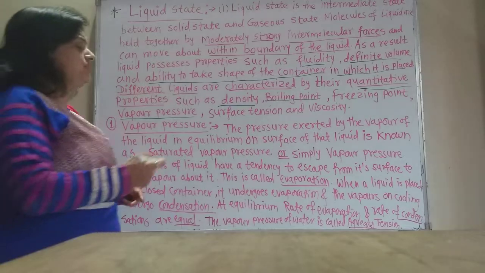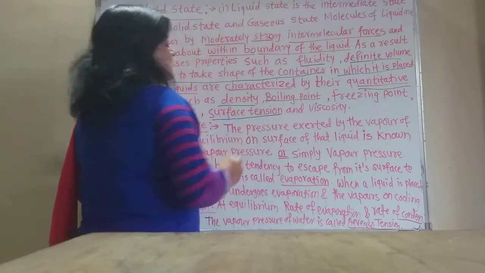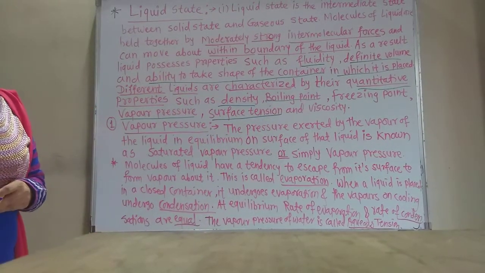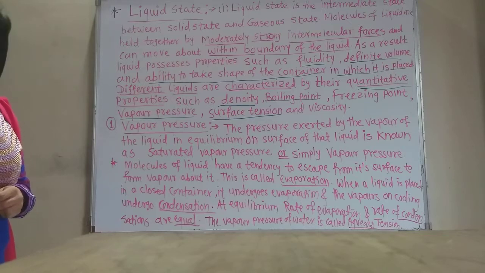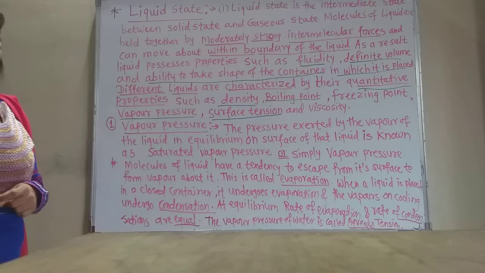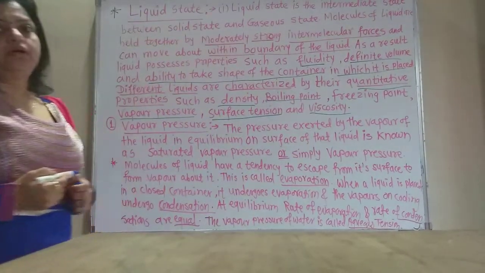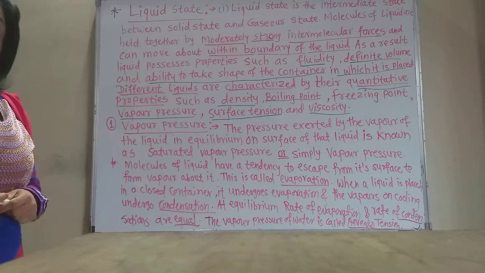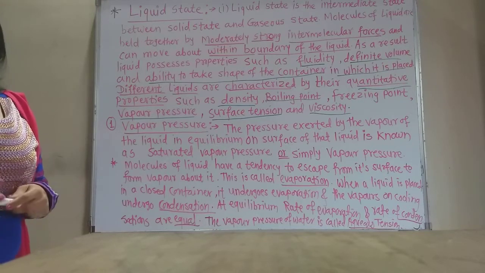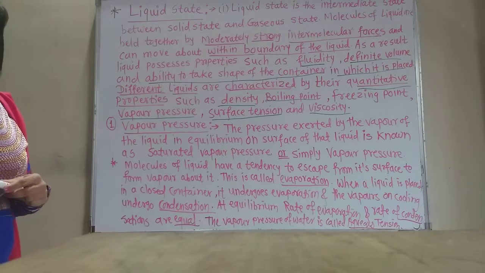Again, the surface tension. This is a tangential force. Surface tension is also different for different liquids. And viscosity, that is the rate of flow of the liquid; fluidity is the viscosity. Now, let us learn these properties one by one.